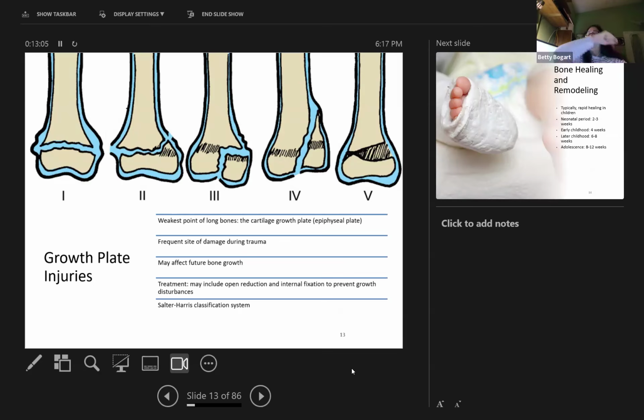Now, children, look at the neonate. They heal their bones in 2 to 3 weeks. Well, this is going to make a difference when we talk about club feet, when we talk about hip dysplasia.